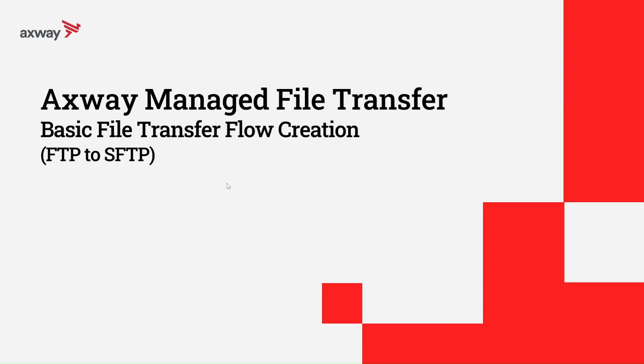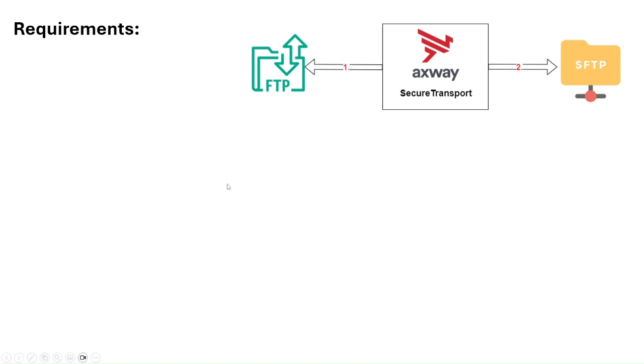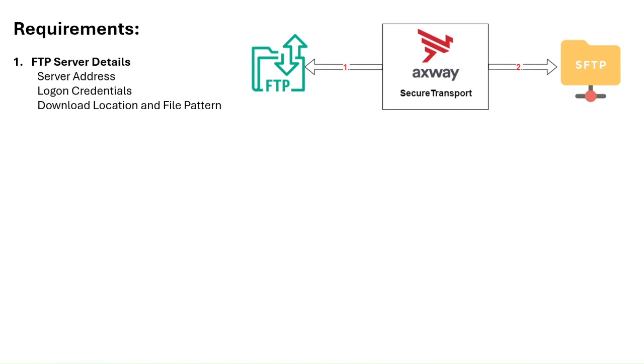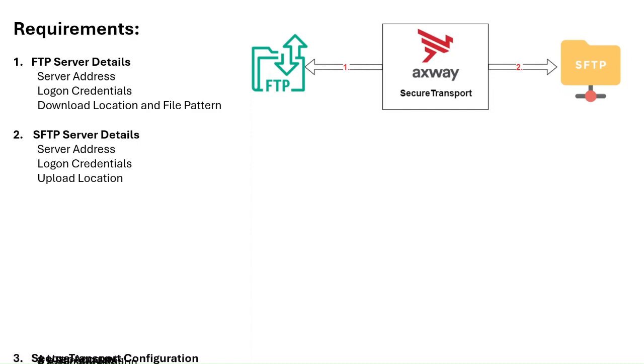So let's take a look at the requirements. For this flow, first up I'm going to need a FTP server, some details for logging on, the address and the download location. I'm going to need the SFTP target where I'm going to send files to, so I'm going to need the address for that, some credentials and an upload location where I'm going to put the files.